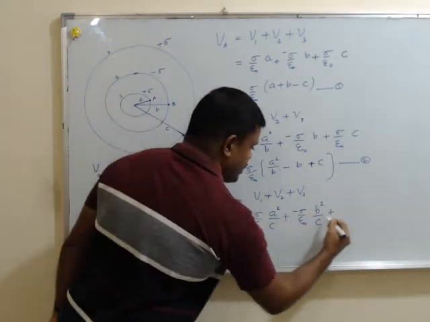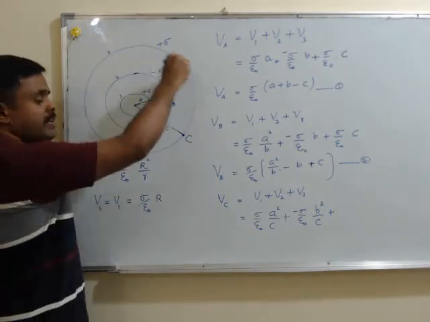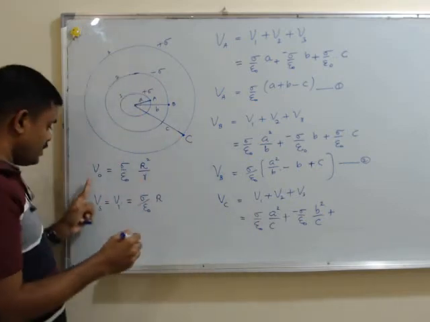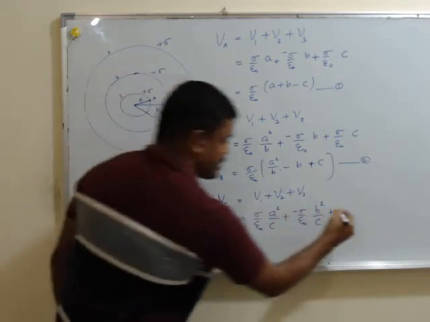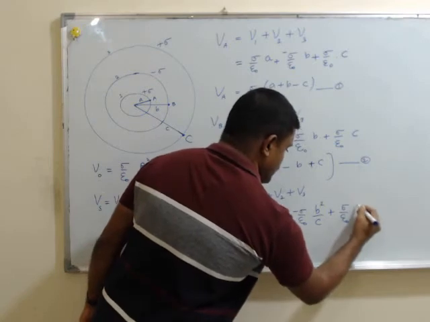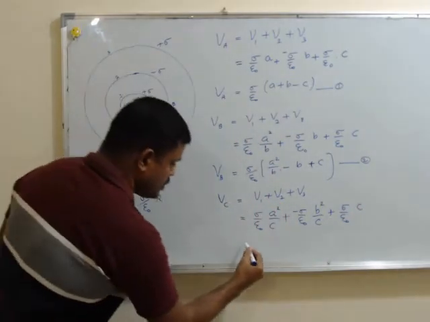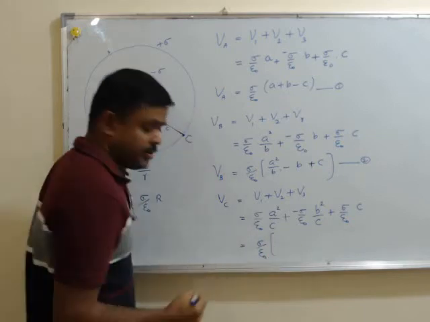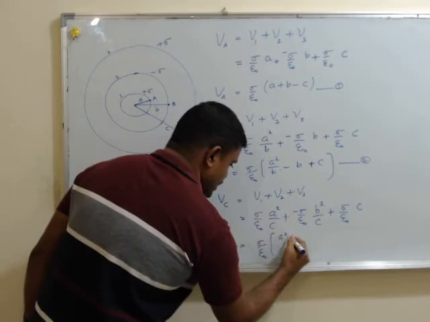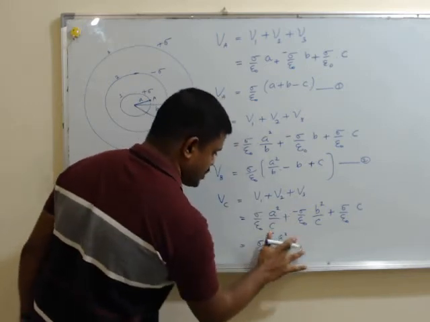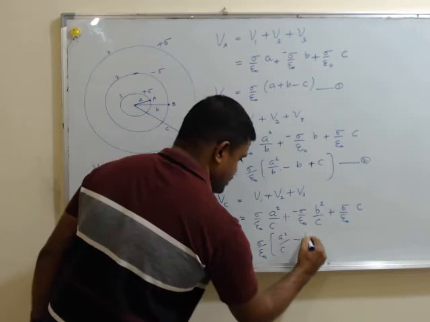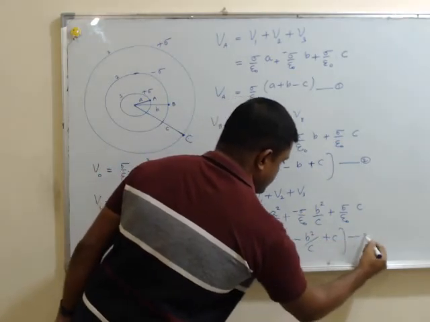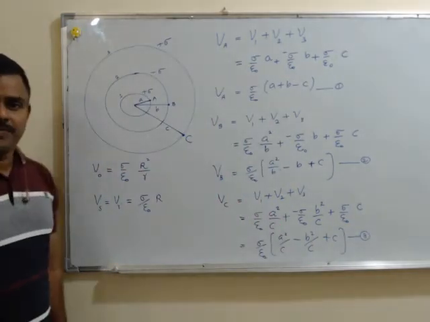And the third one, potential due to the outermost sphere. It is a surface point, so it is sigma by epsilon 0 into its radius, which is C. So I'll take sigma by epsilon 0 common here. What do we have now? Into A square by C, plus minus together it is minus, B square by C plus C. So that is my equation number 3. So we have answered our first part.